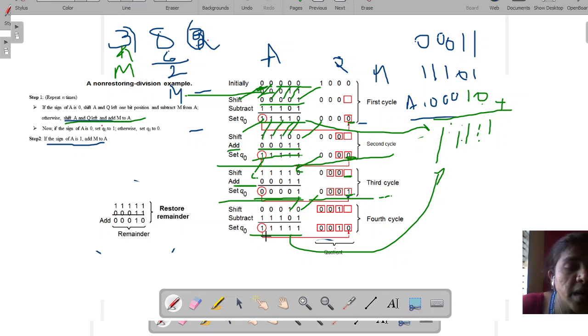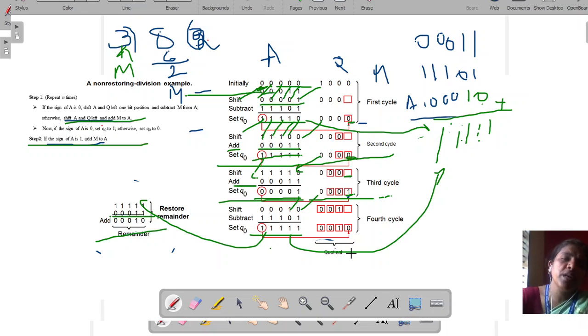Shift, add, shift, subtract, and all over. Now the final step says if sign of A is 1, add M to A. So what we have done in the final step: add M, restore. And what did you get? You got the remainder in register A and the quotient in register Q.